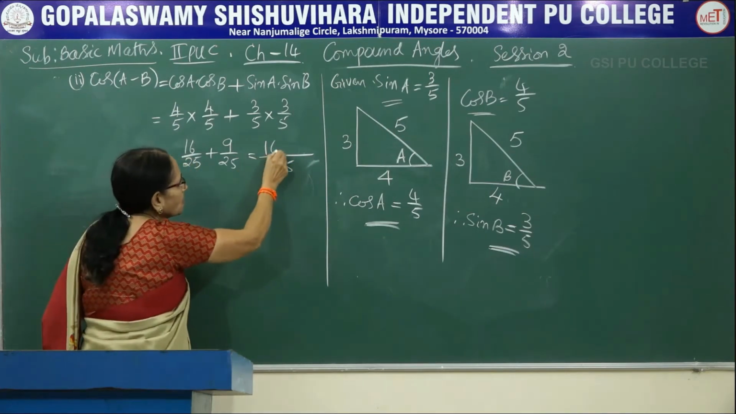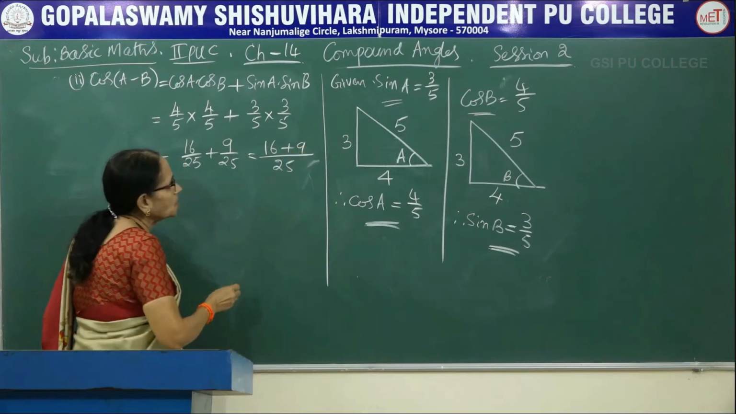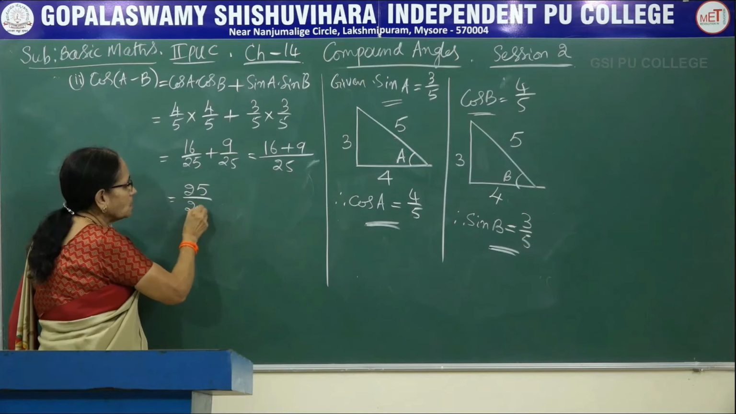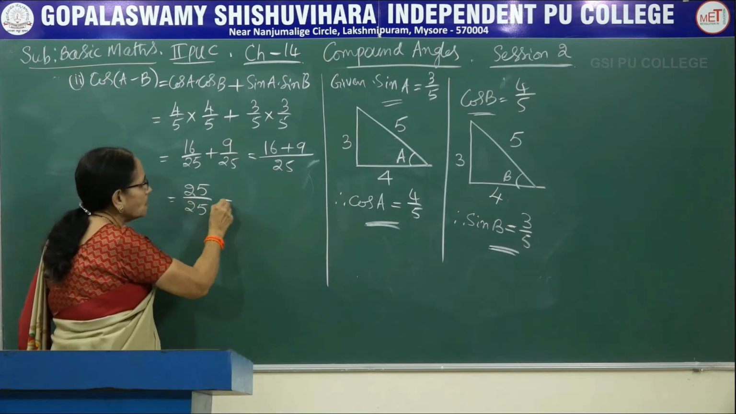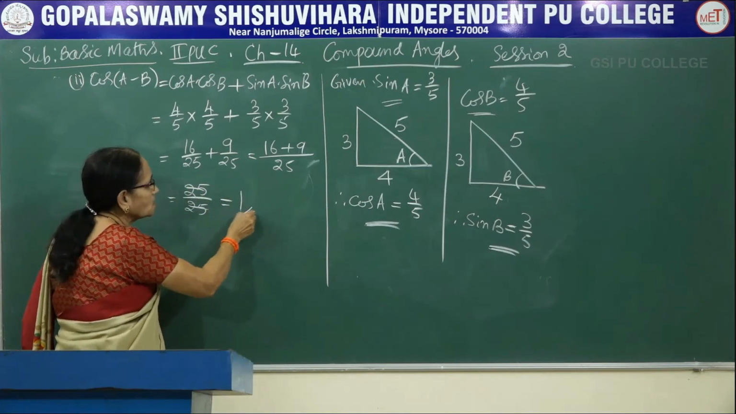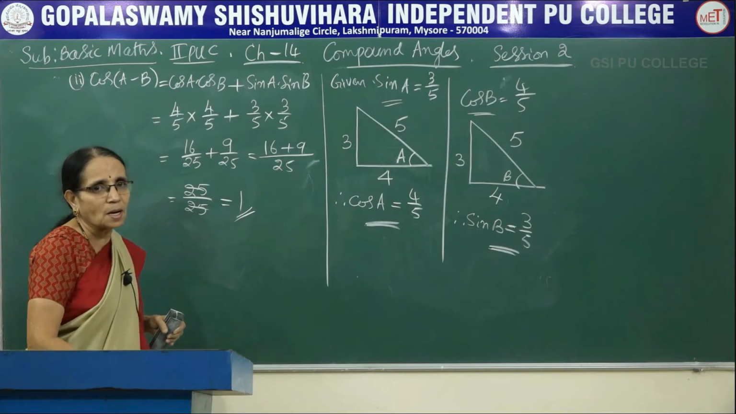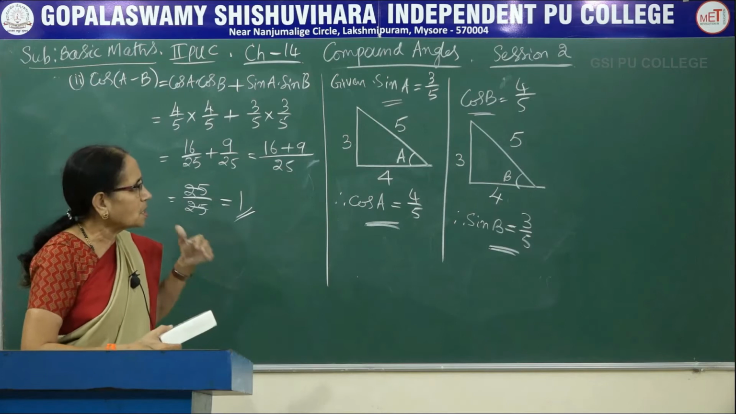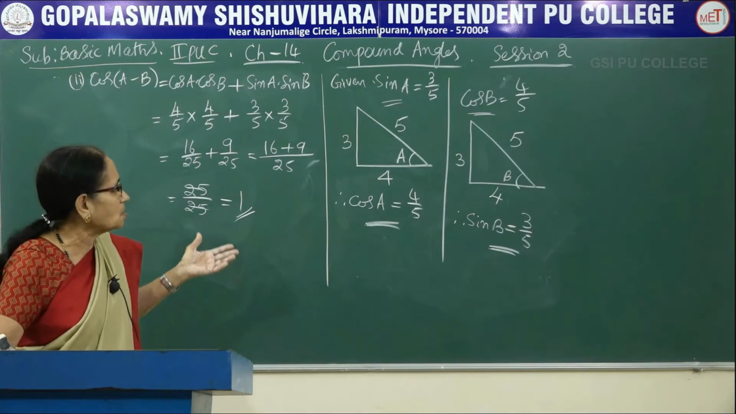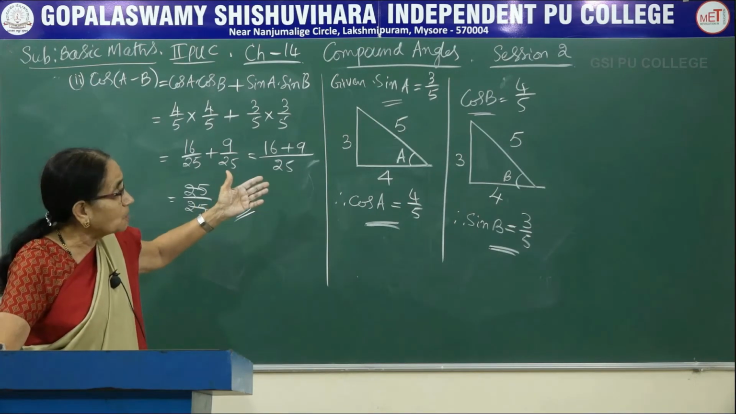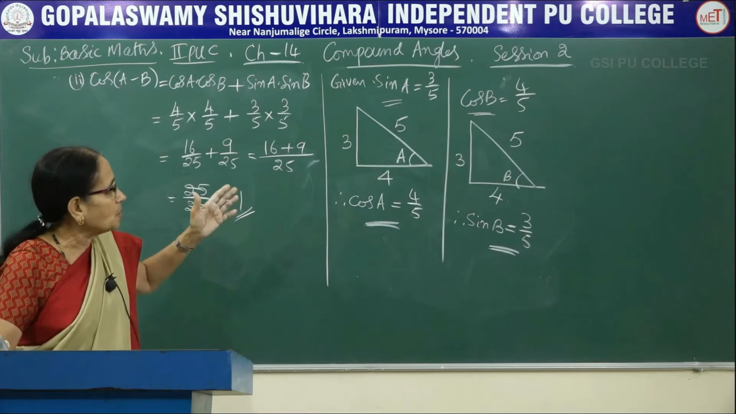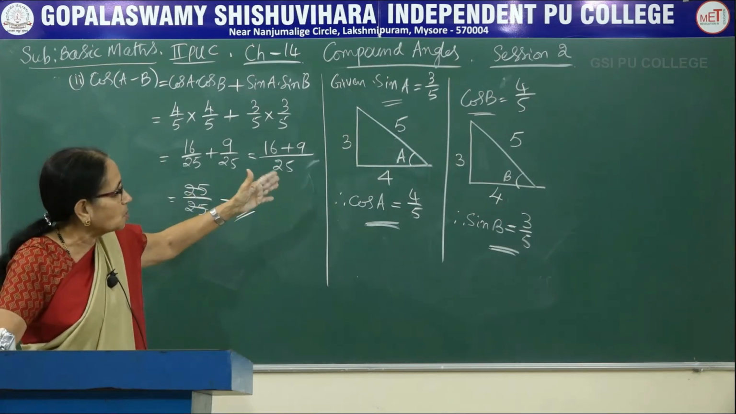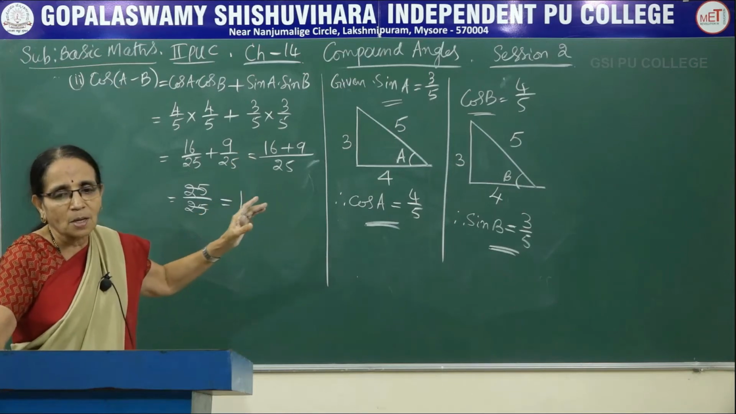Write the numerator as it is. 16 plus 9, that is 25, divided by 25, and on cancellation the value becomes unity, or 1. So this is the procedure we adopt. Usually it can be given for a higher mark question also, but sometimes it's given for a 2 mark question. But for a 2 mark question, if it is given, you cannot cut short these steps. You have to write all the steps here, then you can get the value.